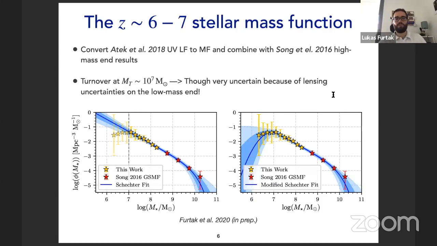We then fit these stellar mass functions, first with the classical Schechter function, which you can see on the left-hand side plot. However, as you can see, the mass function departs from the classical Schechter form at masses lower than 10^7 solar masses.